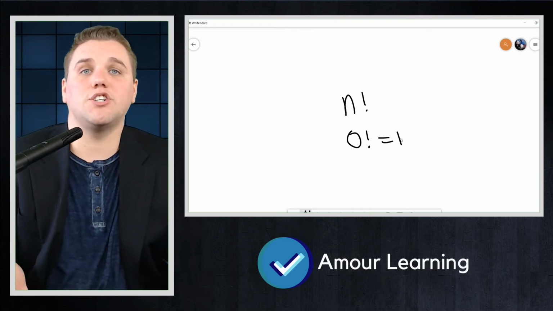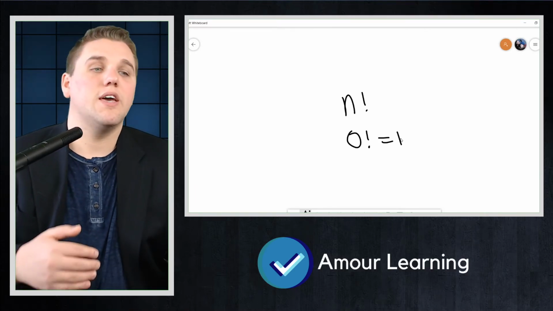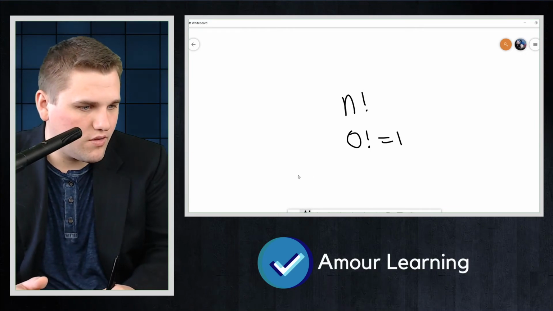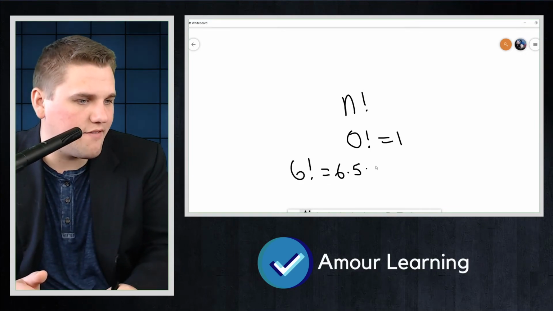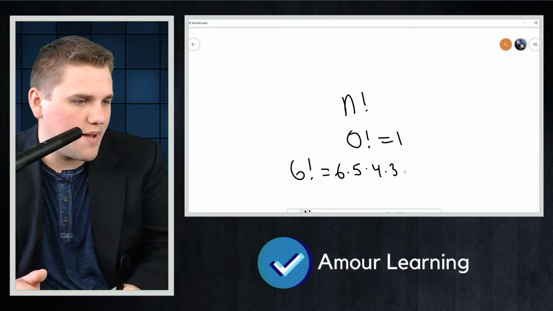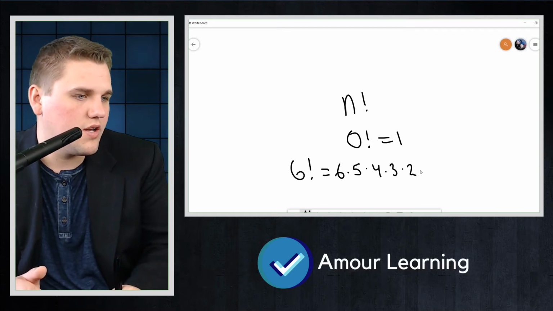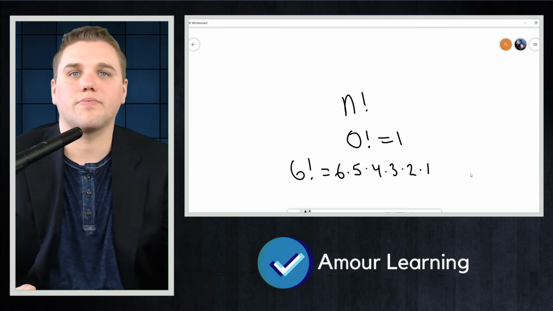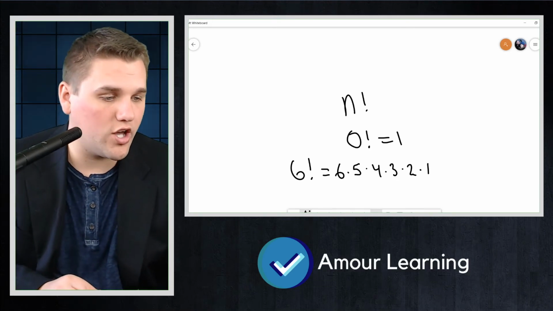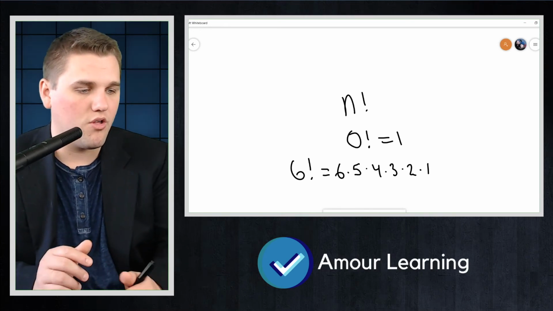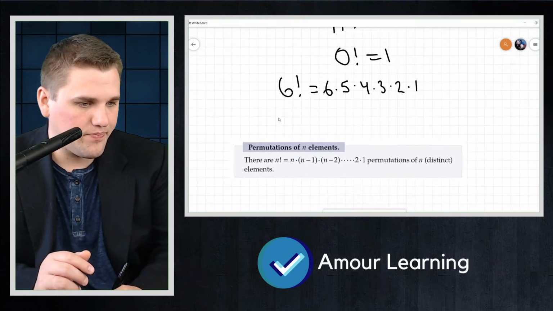So the number of permutations of 6 letters would be 6 factorial, which is 6 times 5 times 4 times 3 times 2 times 1. All right, this actually generalizes to a closed formula for N factorial, which I have here.